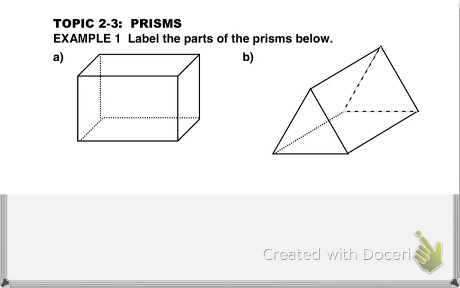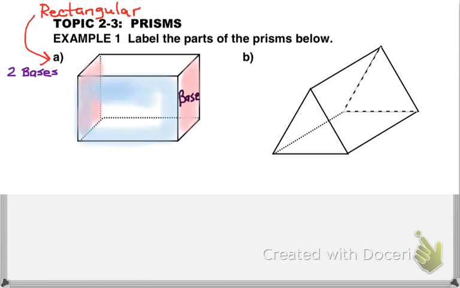The other faces of a prism are rectangles. In example 1, figure A is a rectangular prism. A rectangular prism has two bases that are rectangles. The other faces are called lateral faces, and there are four of those.